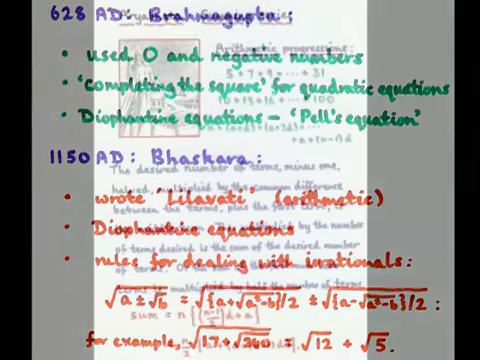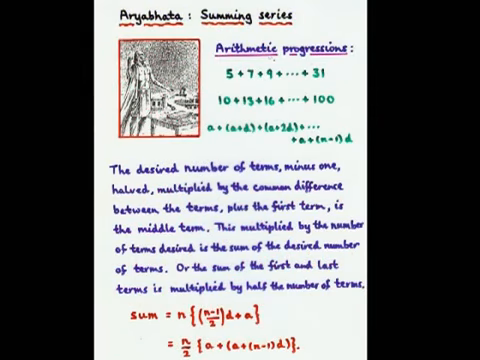So let's look at these. Aryabhata, one of his main contributions was to sum various arithmetic series. For example, if we look at an arithmetic progression, such as 5 plus 7 plus 9 plus ... plus 31, then you can find the sum of all the numbers in it. According to Aryabhata, the desired number of terms minus 1, halved, multiplied by the common difference between the terms, plus the first term, is the middle term. This multiplied by the number of terms desired is the sum of the desired number of terms.